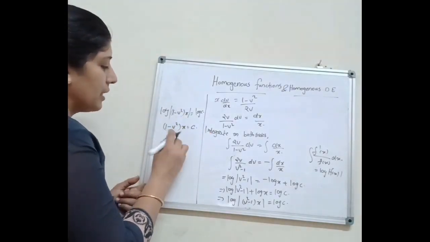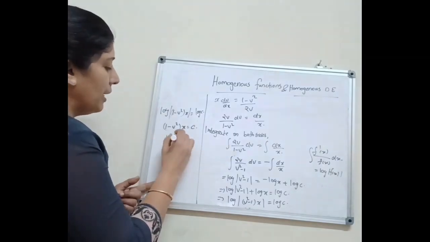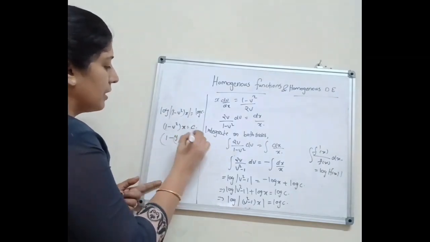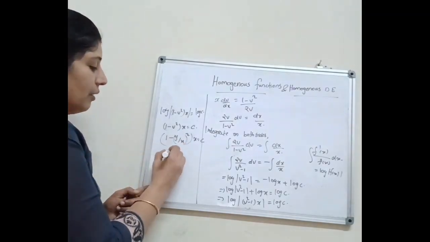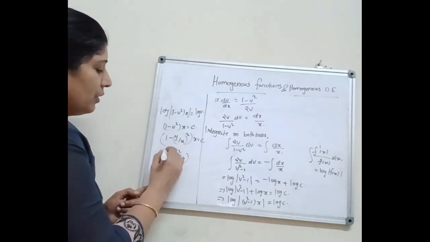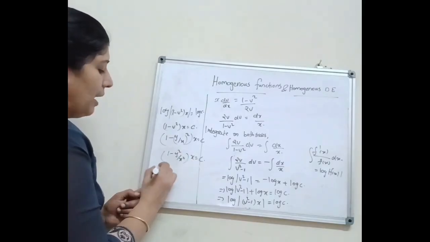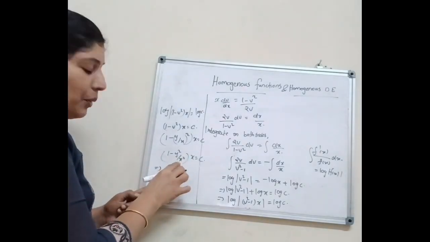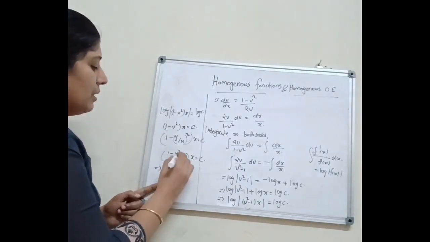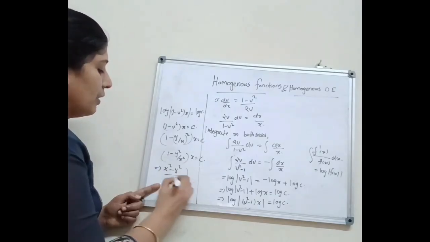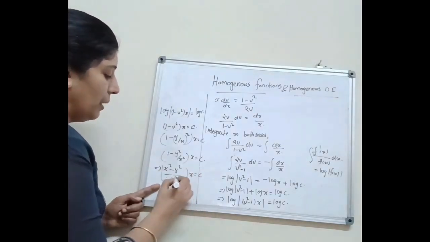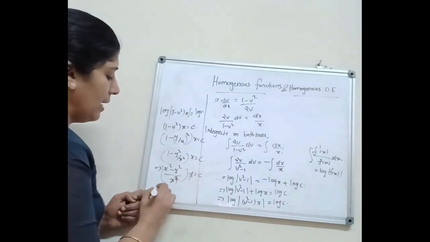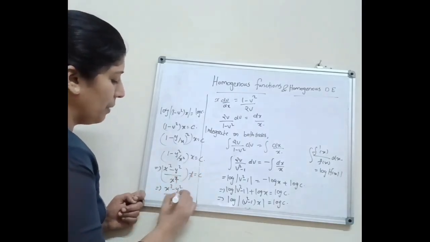Therefore, here we want y by x: 1 minus (y by x) whole square, into x equal to c. That is 1 minus y square by x square into x equal to c. That implies, cross multiplying, (x square minus y square) divided by x square into x equal to c. Here the numerator has x and the denominator has x square, therefore one x is cancelled. That implies (x square minus y square) by x equal to c.